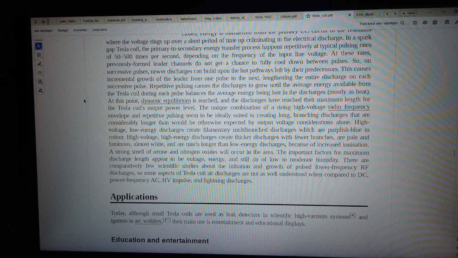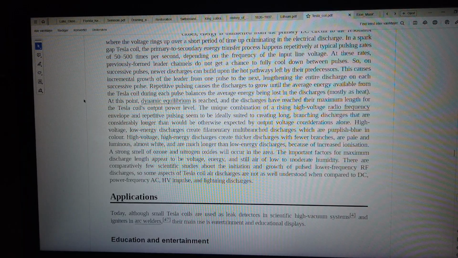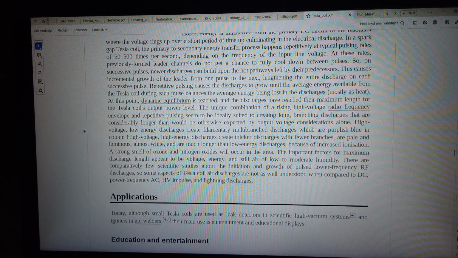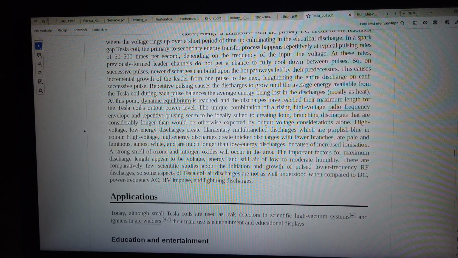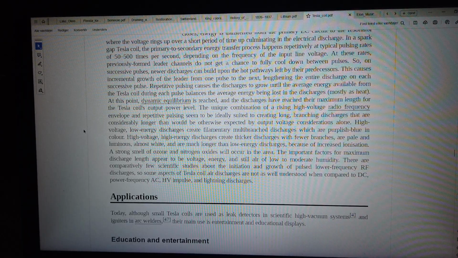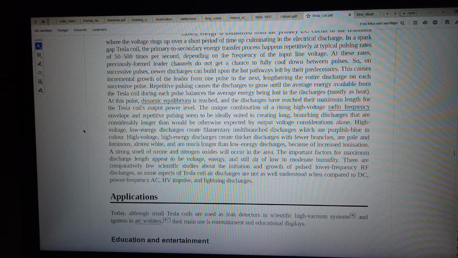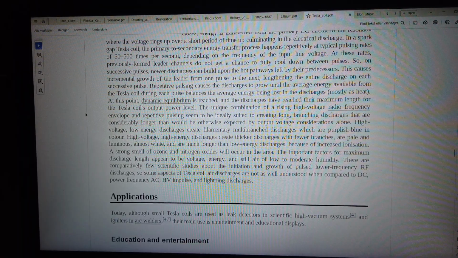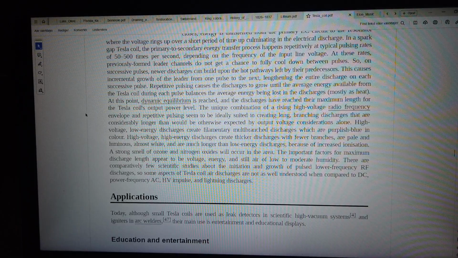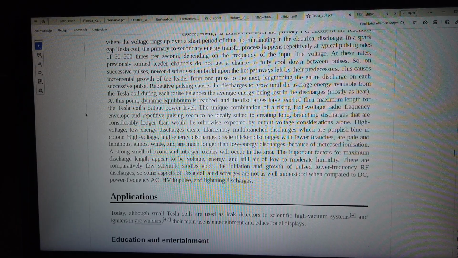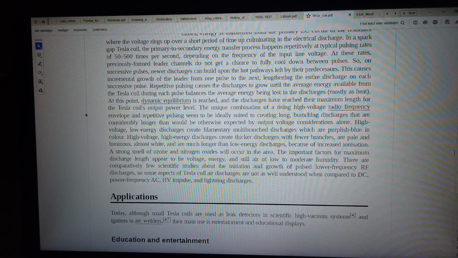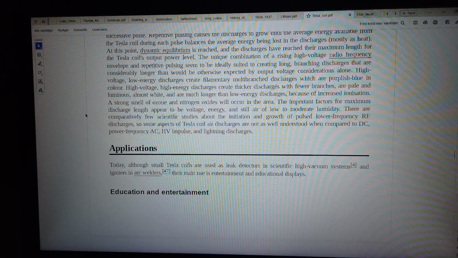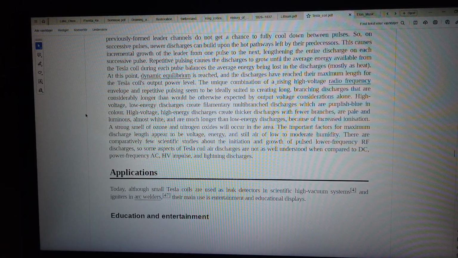High-voltage, low-energy discharges create filamentary multibranch discharges which are purplish-blue in color. High-voltage, high-energy discharges create thicker discharges with fewer branches, are pale and luminous, almost white, and are much longer than low-energy discharges, because of increased ionization. A strong smell of ozone and nitrogen oxides will occur in the area. The important factors for maximum discharge length appear to be voltage, energy, and still air of low to moderate humidity.